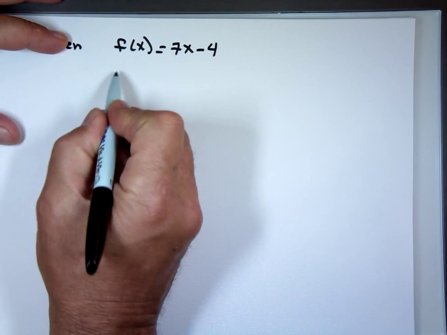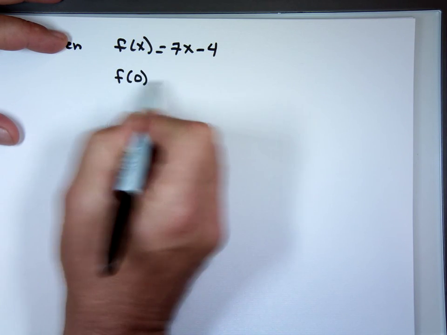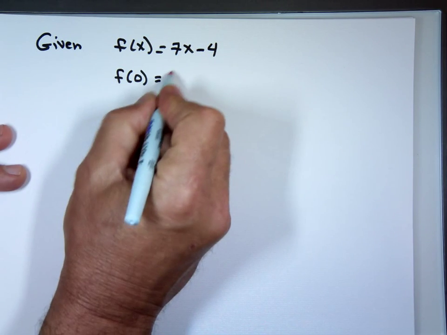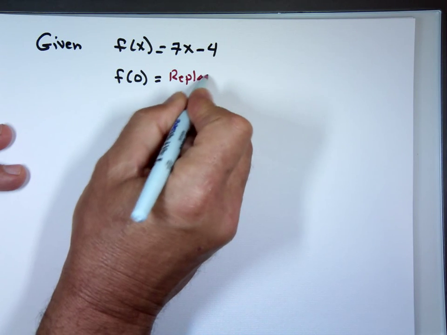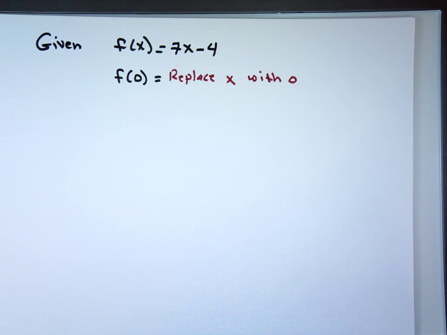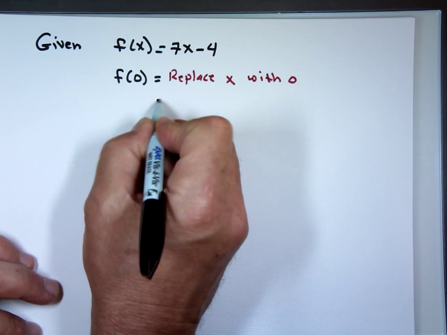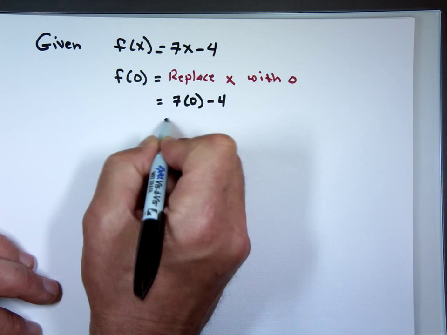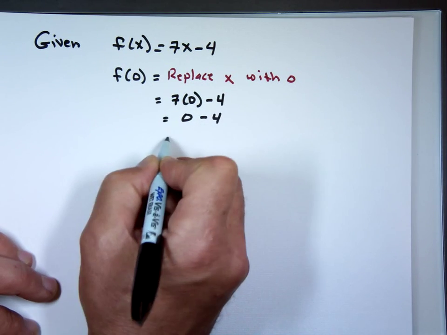Now, if I said to you, what's f of 0? What are you supposed to do when you see that? What do you think we're supposed to do? Replace x with 0. Go ahead, let's replace x with 0. So what are you going to have? 7 times 0 minus the 4, which is what? 0 minus 4, that's a negative 4.